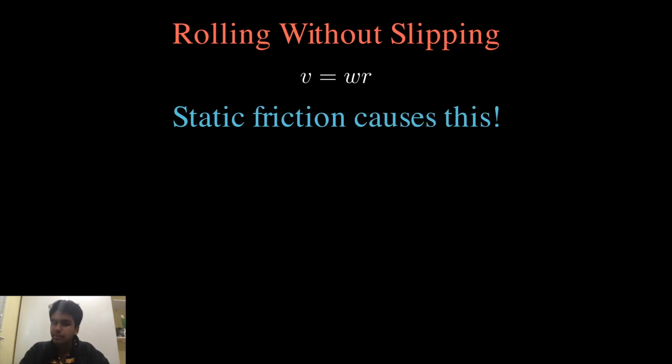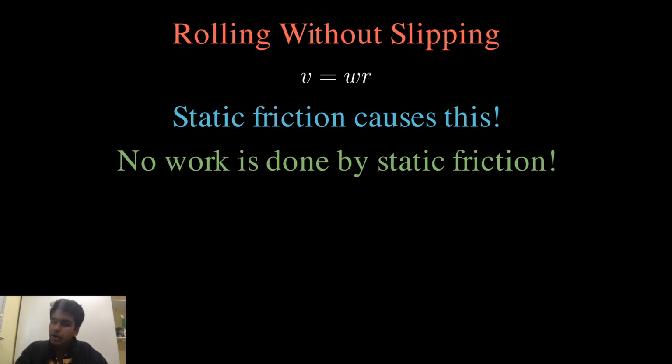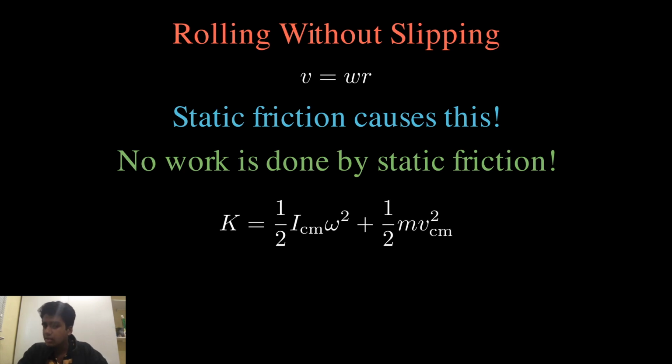And in rolling without slipping, no work is done by static friction. And in general, whenever there's rolling without slipping, you need to account for both the angular velocity and the linear velocity, right? The velocity of the center of mass. So basically, the kinetic energy equals 1/2 times the rotational inertia about the center of mass times the angular velocity squared plus 1/2 m times the velocity of the center of mass squared. So this is very important. You need to account for both rotational kinetic energy and the translational kinetic energy. And the rotational kinetic energy in general is 1/2 I omega squared.